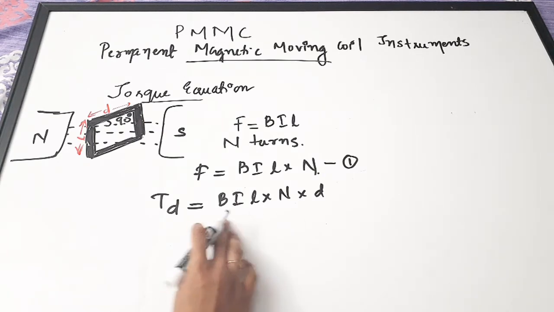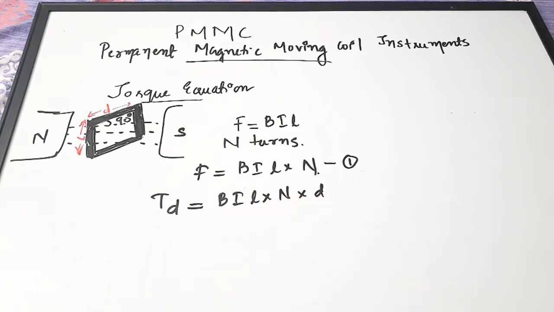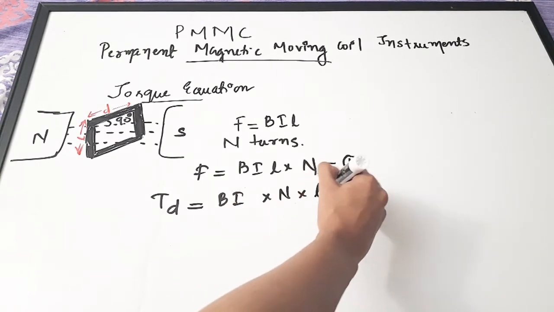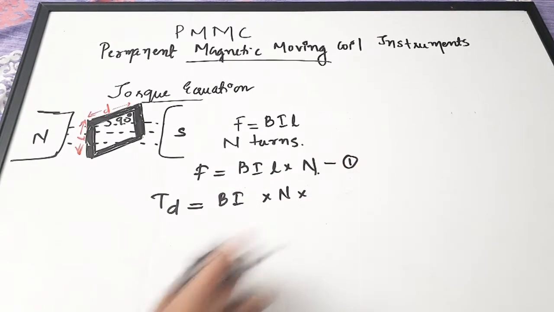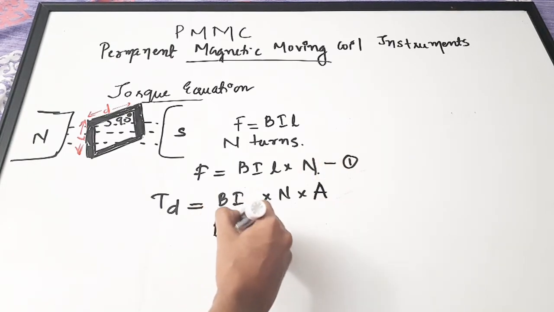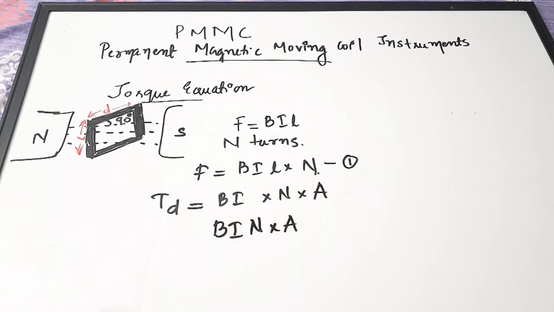Now this will be the equation, and you know L into D is nothing but the area of your coil. So you can write L and D together and replace it with the area. Okay, with the area. So you will get the equation as B into I into N into A.